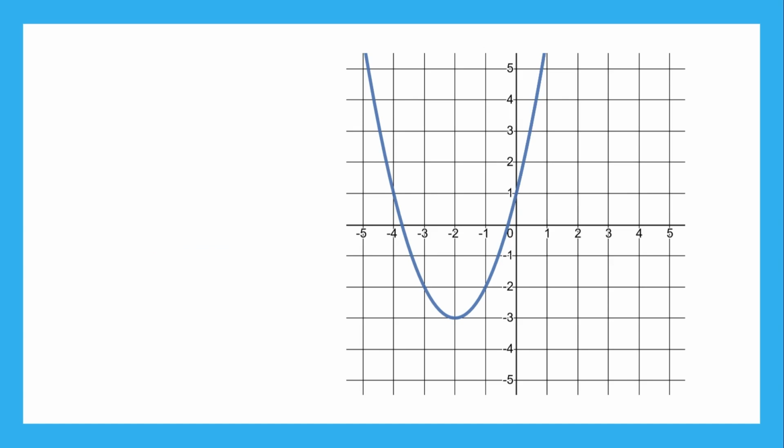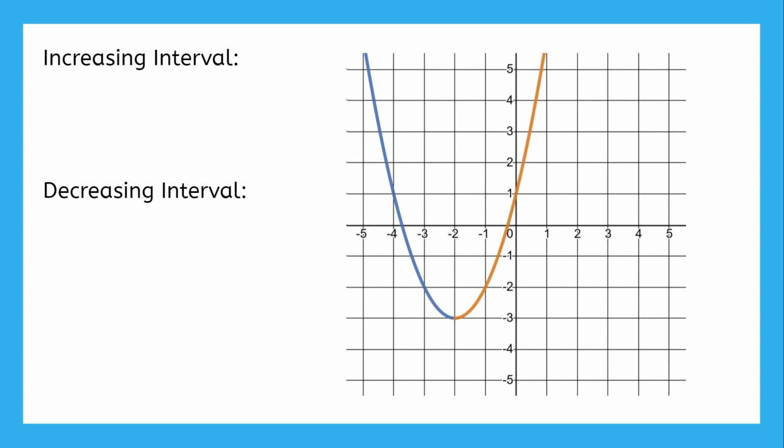Interval notation and increasing and decreasing intervals will be much easier to understand with an example. Here's a basic function graph. Let's identify any increasing or decreasing intervals. The increasing interval is where the graph increases as it moves to the right. That would be this orange section here with the positive slope. As the inputs on the section move to the right, the outputs keep getting higher.